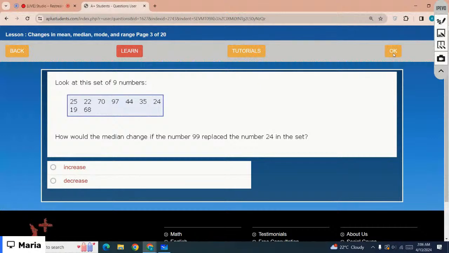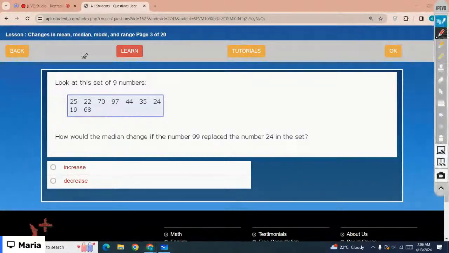Look at the set of 9 numbers. How would the median change if the number 99 replaced the number 24 in the set? Okay, let's see. First, you have to calculate the median of the numbers exactly as they are given, right? So let's just arrange them: 19, 22, 24, 25, 35, 44, 68, 70 and 97. 1, 2, 3, 4, 5, 6, 7, 8, 9.